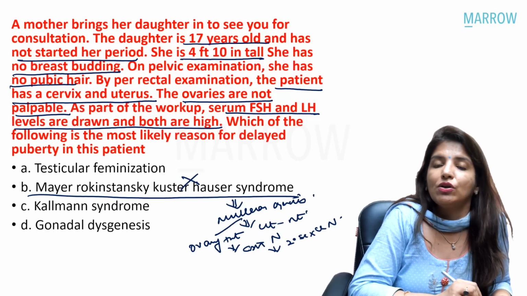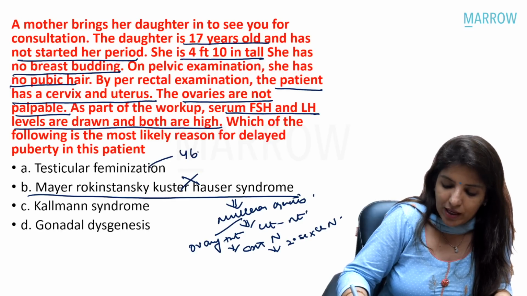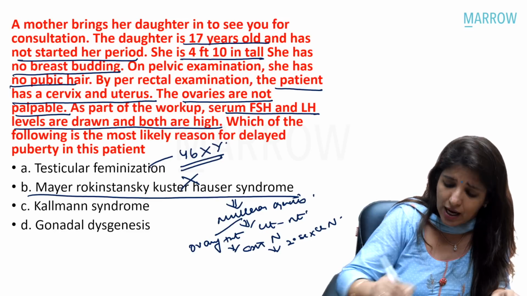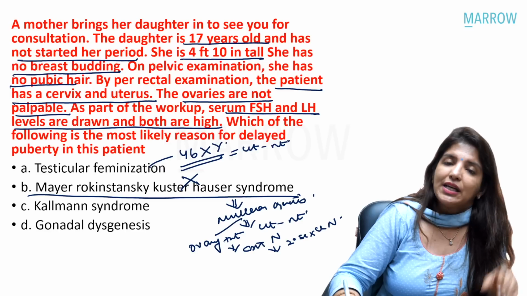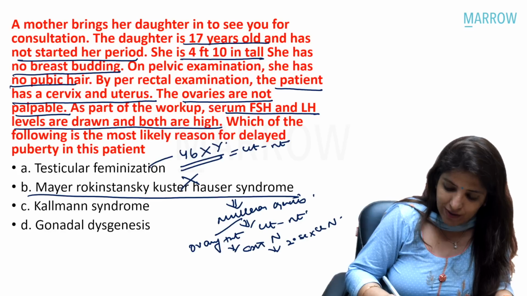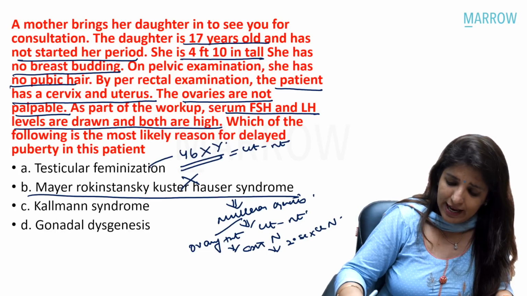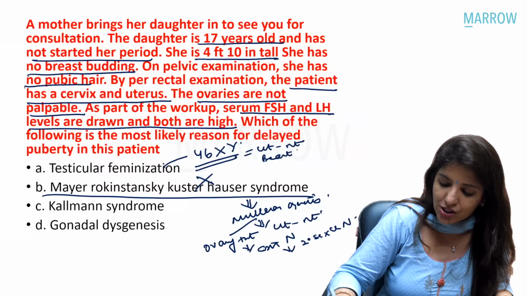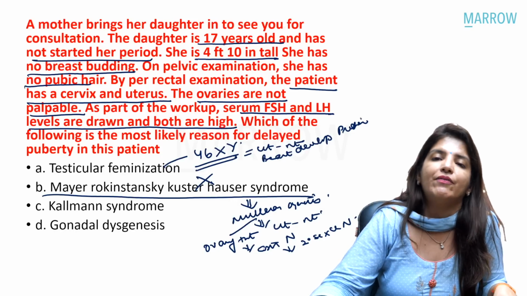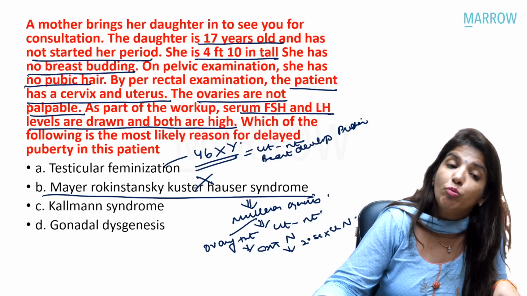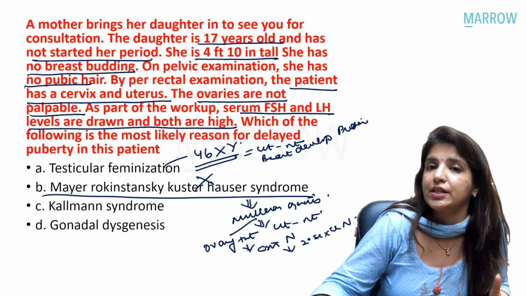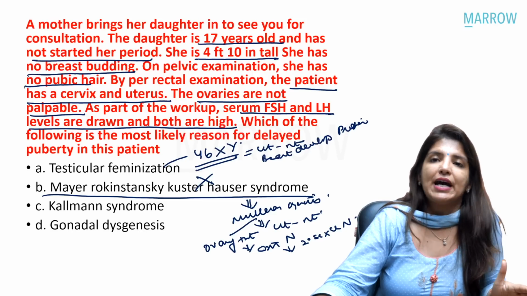Now, let's talk about testicular feminization. In testicular feminization, chromosome number is 46XY. Again, uterus is absent. In testicular feminization syndrome or androgen insensitivity syndrome, breast development corresponds to Tanner stage 4 or 5. So breast development is proper. It is only the pubic hair development which corresponds to Tanner stage 1 and 2, but breast development will be very proper. In this case, breast development is absent. So again, it cannot be a case of testicular feminizing syndrome.